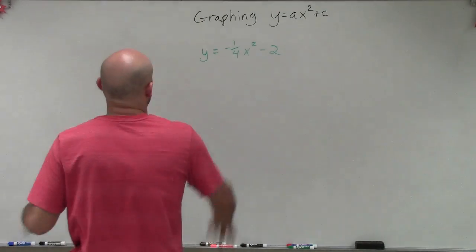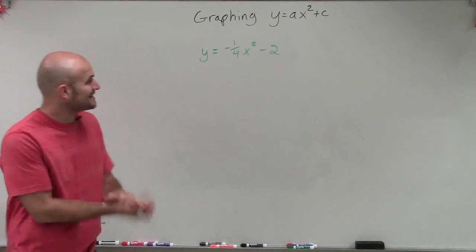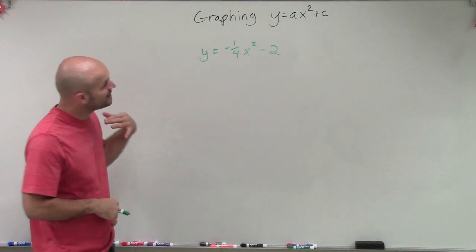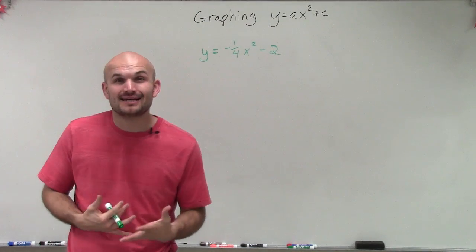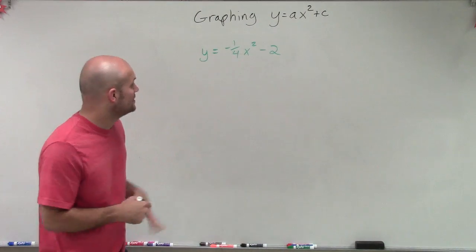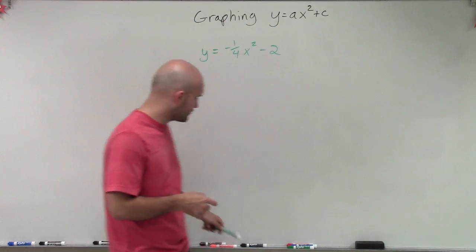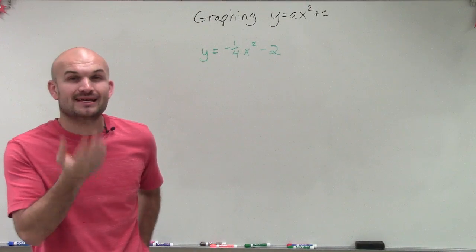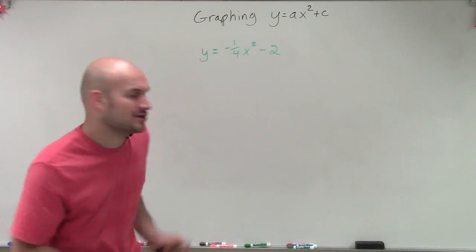Okay, so what I have is graphing y equals ax squared plus c. Remember, when we have a quadratic in that format, we know that the axis of symmetry is going to be at 0, the line x equals 0. So let's take a look at it and write down what our a and c are in this case, so we can see how a and c affect our graph.